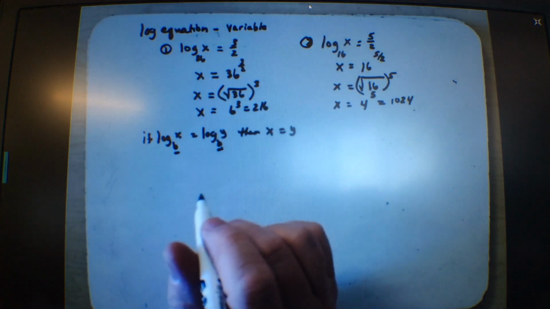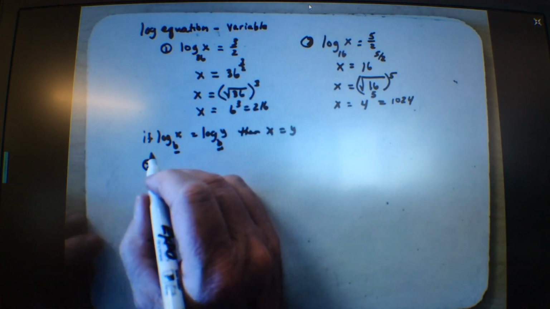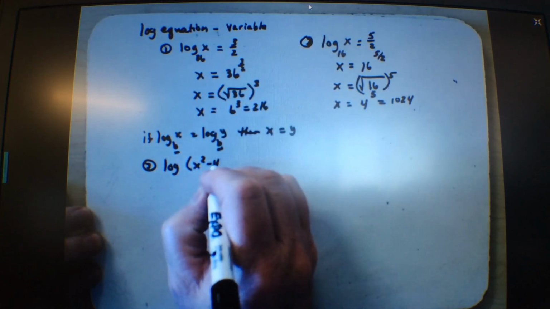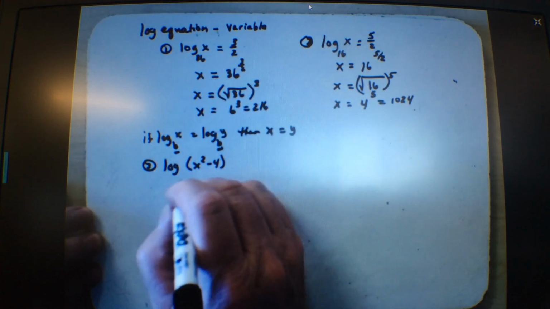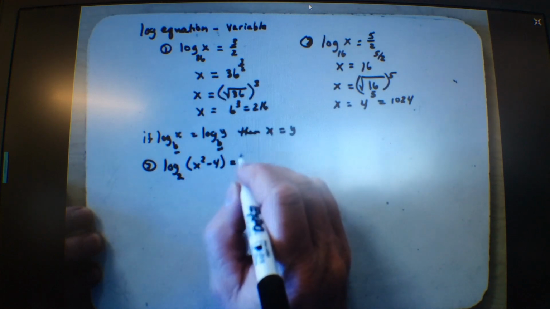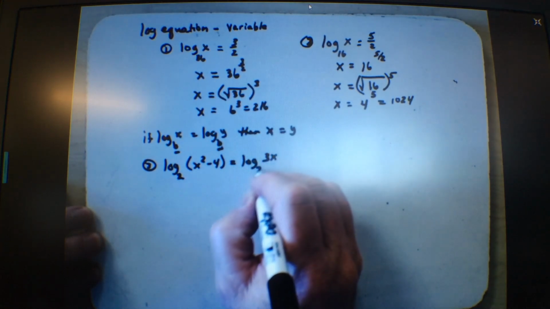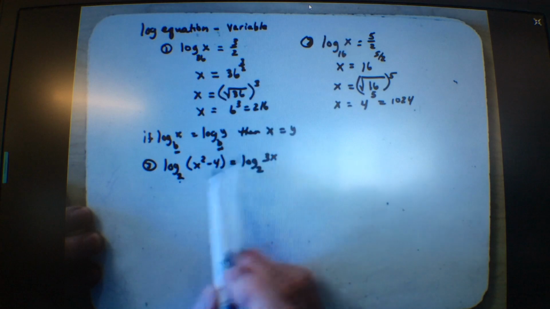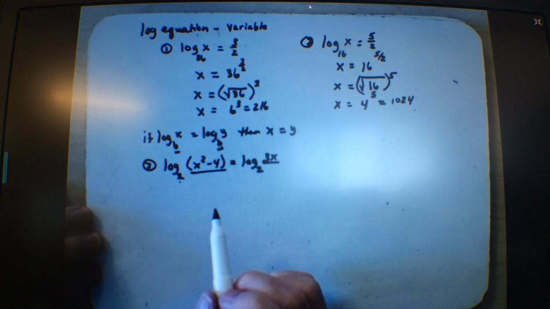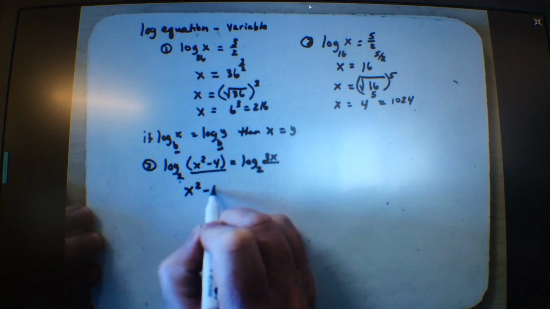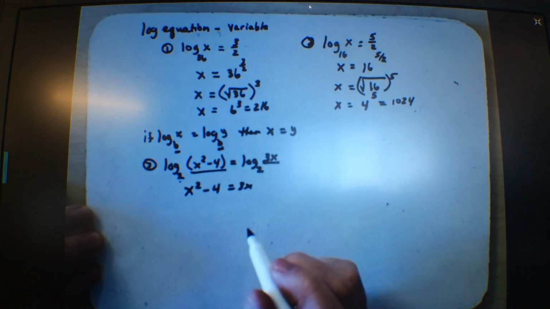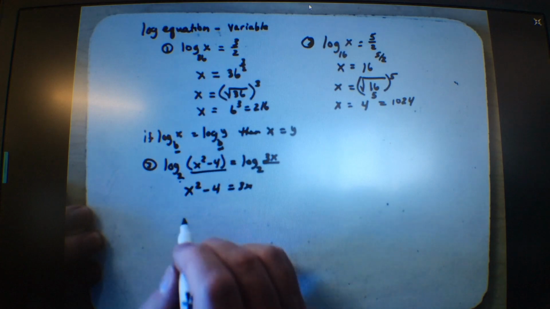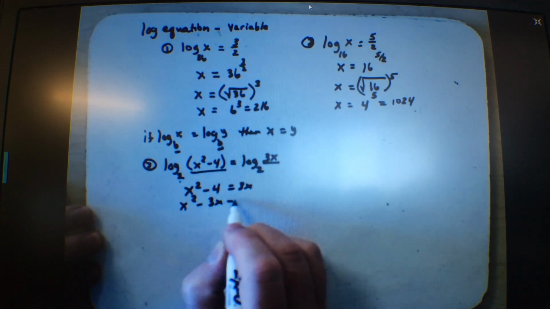We can solve an equation like this. Number 3. If we have the log of x squared minus 4 base 2, and that equals the log of 3x base 2. Since they have the same base, this theorem says that this value must equal this value. So we can drop the logarithms and we can just say x squared minus 4 equals 3x. Now, since it has an x squared and an x, this is what we call a quadratic equation. So we're going to put it all on one side and try to factor it.